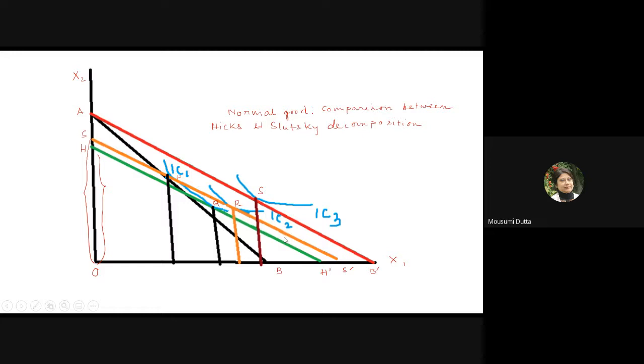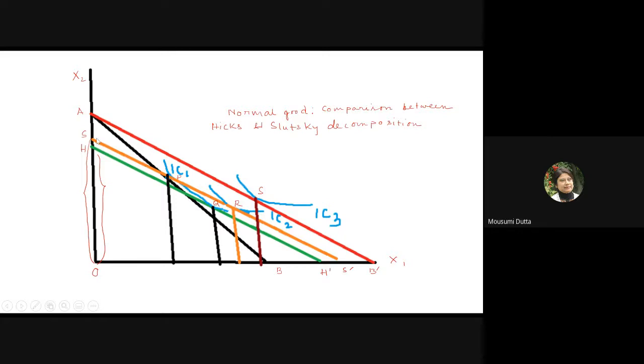Now we are drawing another budget line SS prime, which is passing through the initial purchase point P. It is not touching the initial indifference curve like Hicks, rather it is passing through the initial consumption point P, because for Slutsky, constancy of purchasing power means I have to snatch away enough income from the hand of the people so that he is left with enough income that he can consume at the initial purchase point.